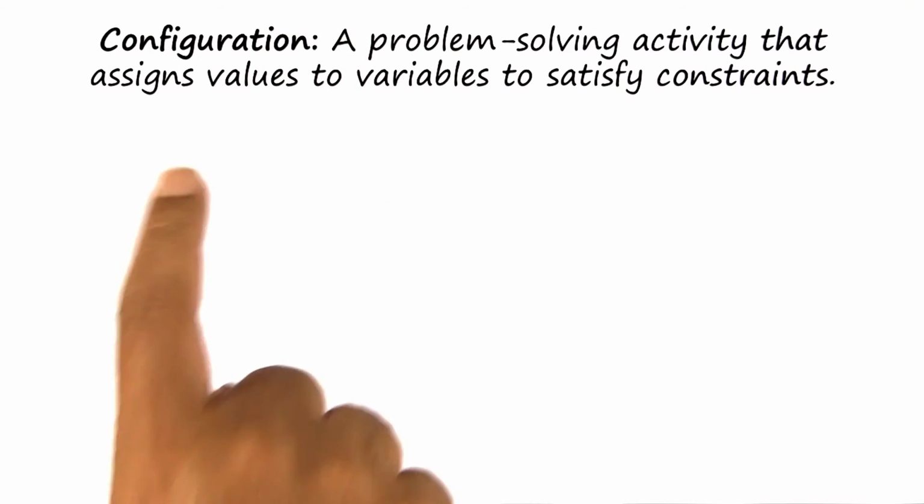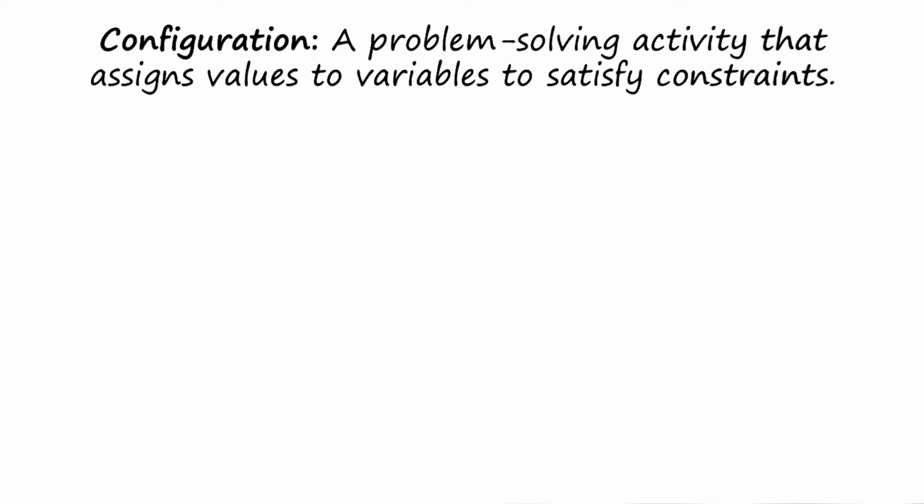Configuration is a kind of design that assigns values to variables to satisfy certain constraints. Design in general can be very complex and sometimes very creative. Configuration is a kind of very routine design, the kind of everyday, mundane design, which is very, very common.